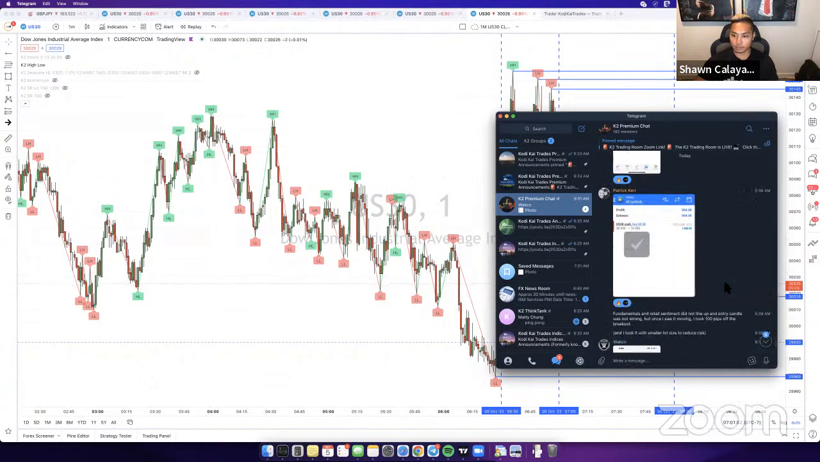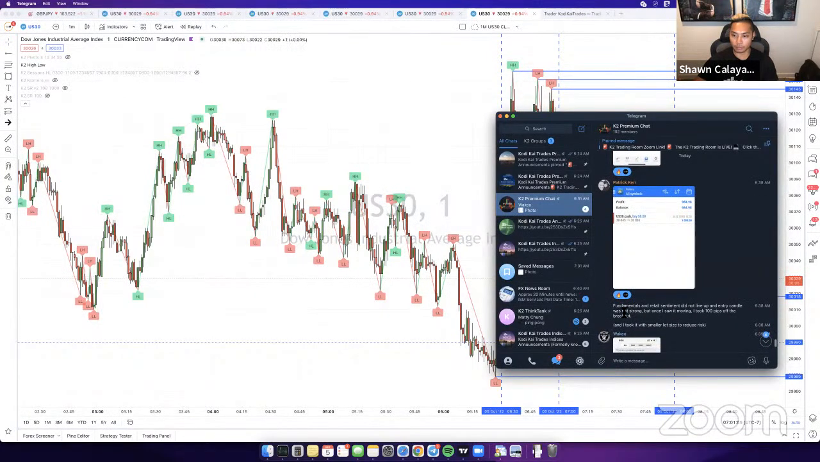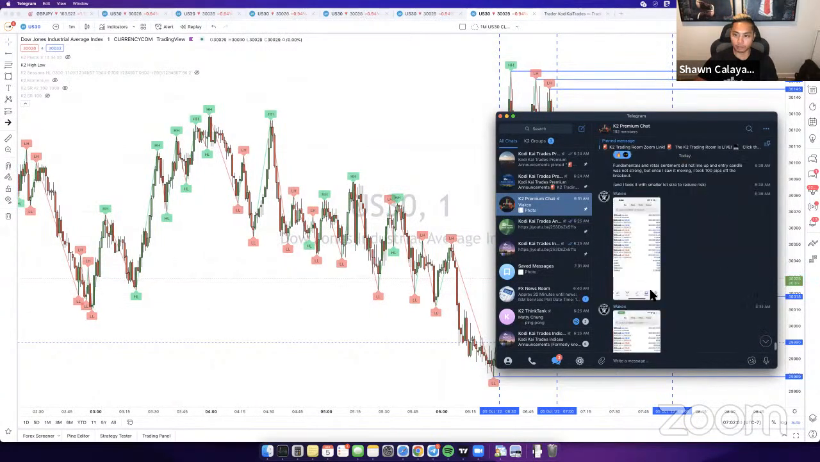Yeah, it looks like a lot of you guys here took the breakout. It says fundamentals and retail sentiment did not line up. Candle entry is not strong, but once it started moving, he took 100 pips off the rip. Yeah, no, definitely. Smart move there.